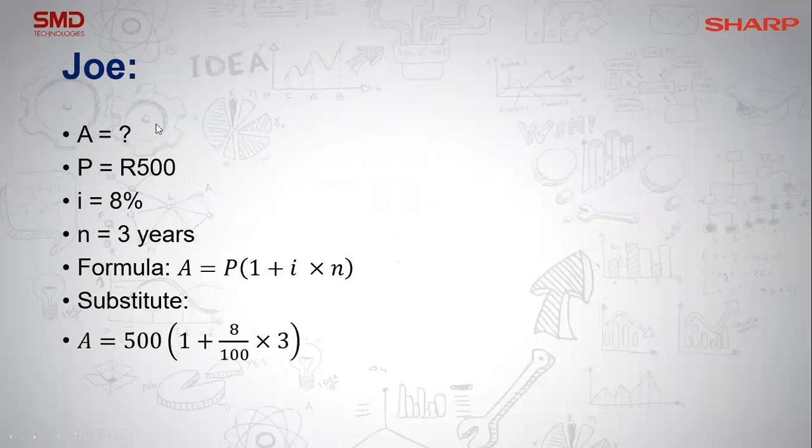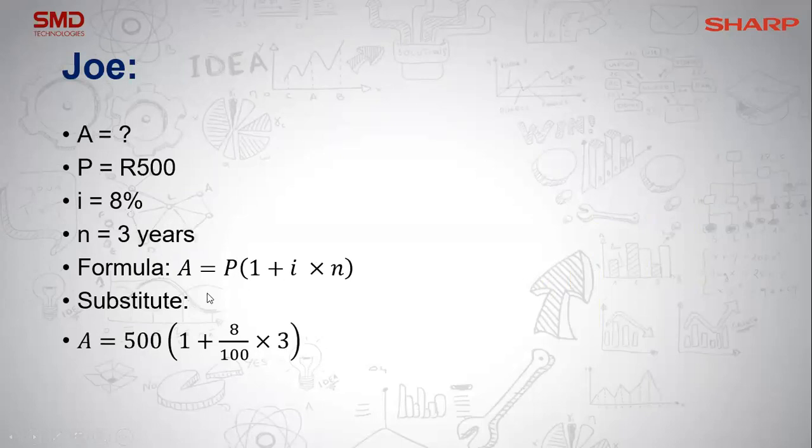So we're looking for our A. We want to know what he's going to get out after 3 years. He invests 500 Rand at 8%, and it's over 3 years. So we know our formula is the simple interest formula, and then all we have to do is put in the values for each of those individual items.